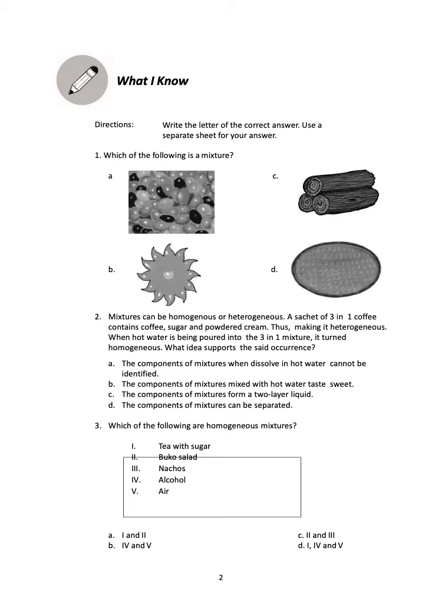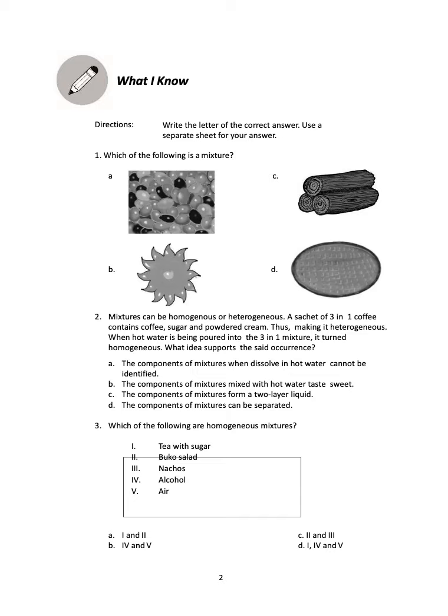Saan dyan yung may iba't ibang klase ng mixture? Diyan Pangasinan, ang titawag to may mixture, yung mga pinaghalo-halong iba't ibang klaseng bagay. Mixture yun. Yun yung number 1. And then number 2, mixture can be homogeneous or heterogeneous. A sachet of 3-in-1 coffee contains coffee, sugar, and powdered cream, making it heterogeneous. When hot water is being poured into the 3-in-1, it turns homogeneous.